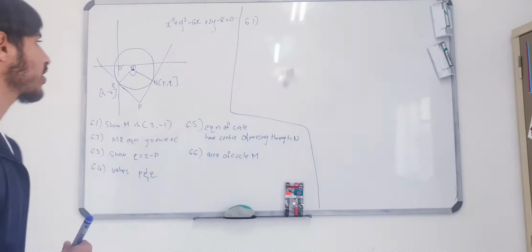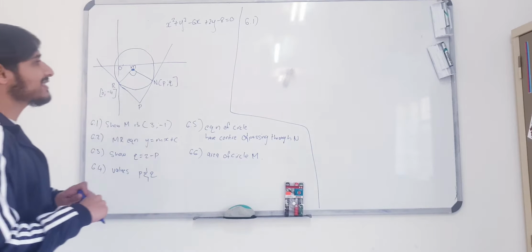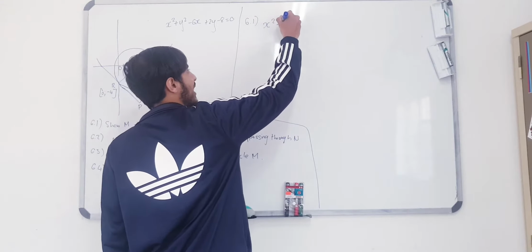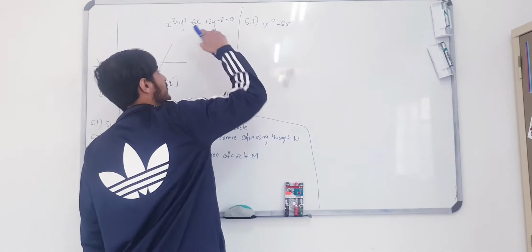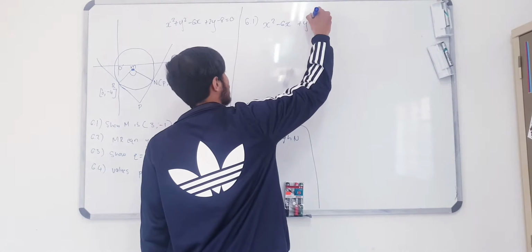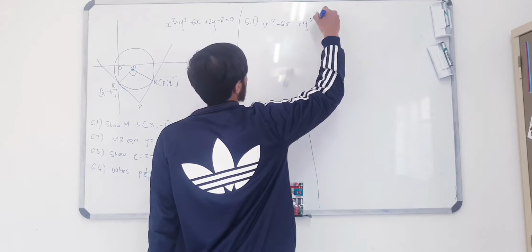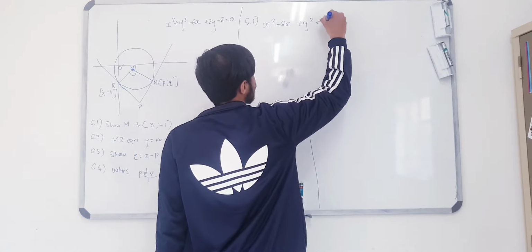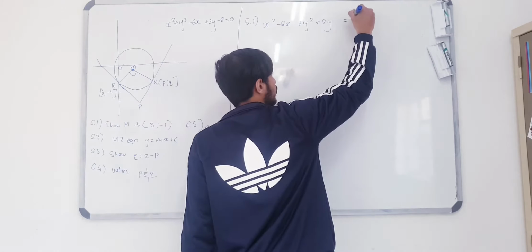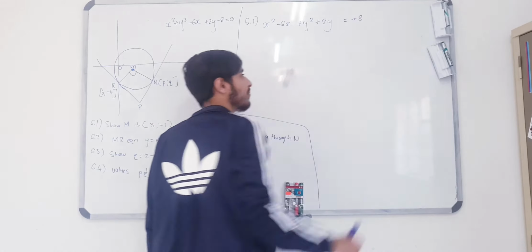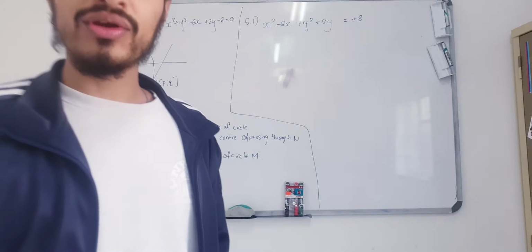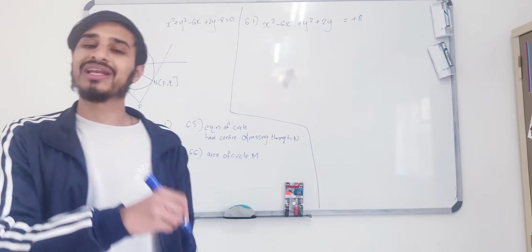Understand? So let's go ahead and look at this. Let's first arrange it: x squared minus 6x, putting the x's together, then plus y squared plus 2y, and then minus 8. What can we do to it? Take it over so it becomes positive 8. Lovely. Now we've arranged it in the order that we would like to work with.